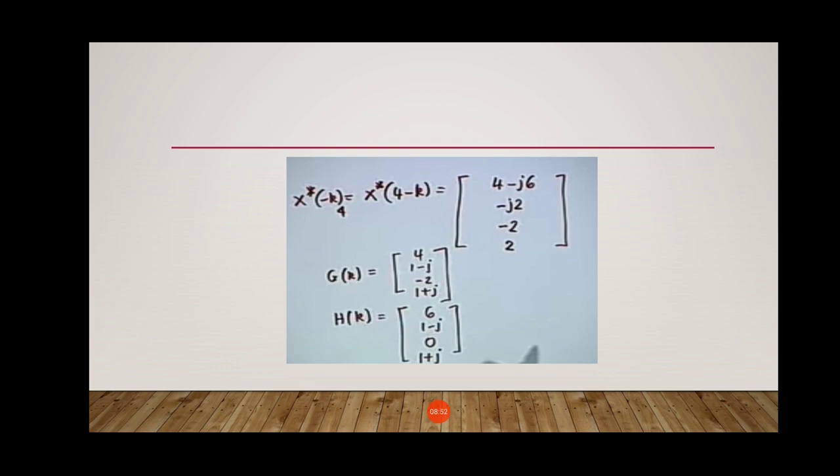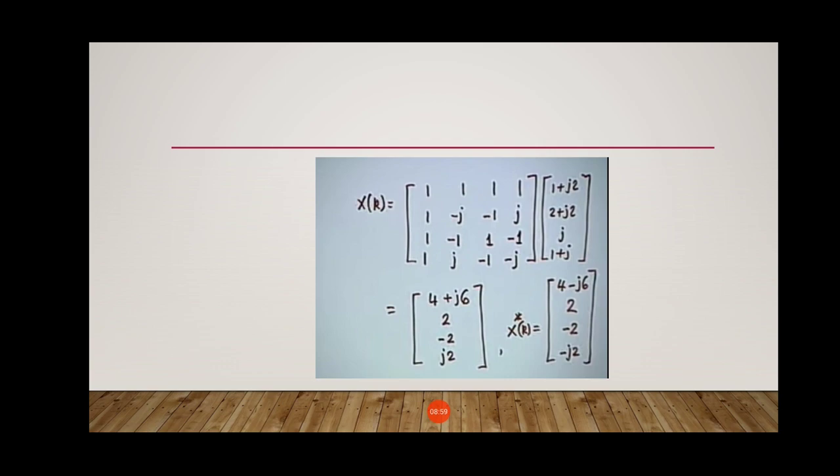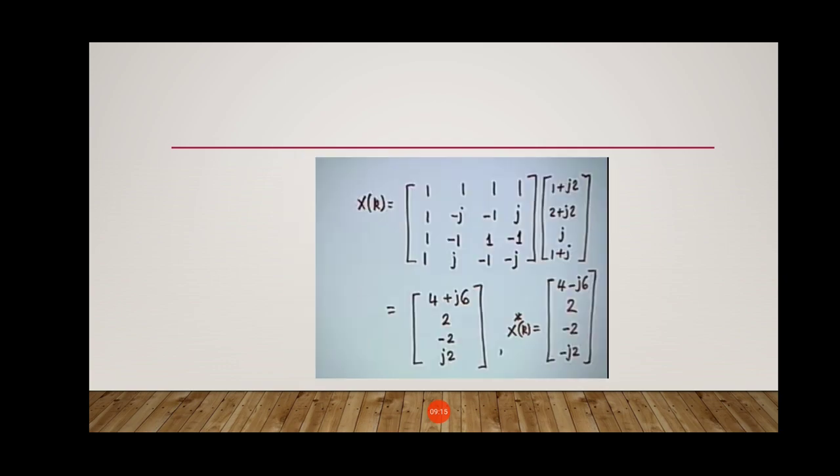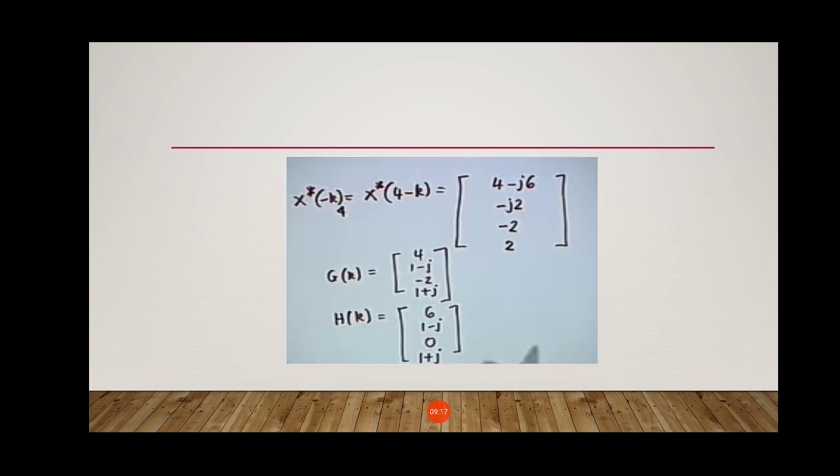Now X star of minus 2 modulus 4, that is 4 minus 2, 2. X star of 2 is minus 2. So minus 2 comes in this position. Now again X star of minus 3. Minus 3 is again out of our range, so we add back plus 4, that is X star of 1. X star of 1 was 2. So here 2 comes in the position of X star of minus 3 modulus 4. So this is our X star of minus k modulus 4.